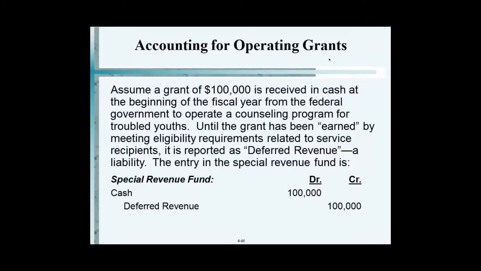Cash and credit deferred revenue. And next year, what would you do when you recognize it? Debit deferred revenue and credit revenue. Yep, got it? Debit deferred revenue and credit revenue, right? That would be next year when it's available or it's been earned.